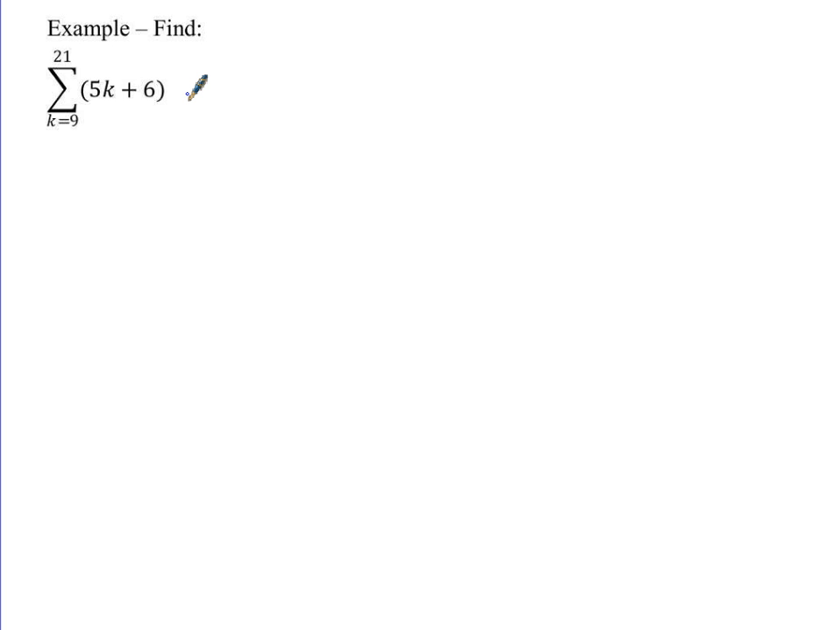We plug in 9 first. Yep, that's going to give me my first term. So we're going to go equals. Plug in the 9. 9 times 5 is 45, plus 6 is 51. So that means my first term is 51.